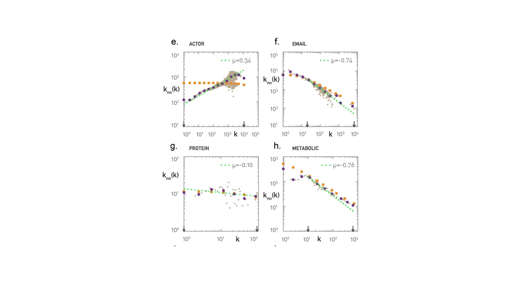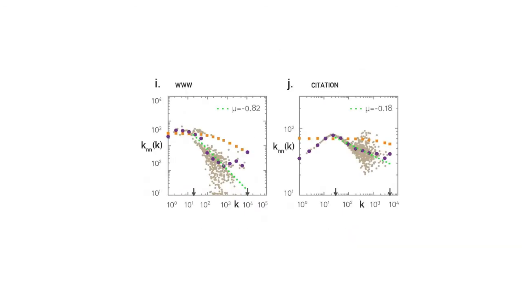But then looking at things like email, and protein or metabolic networks, we start to get a negative slope on a log-log scale, and that's representative of a disassortative network. And maybe this is surprising to you, maybe it's not, but if we were to look at the worldwide web, we would actually find that it's an example of a disassortative network.